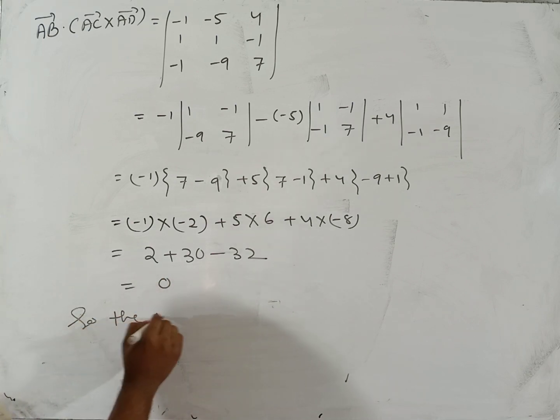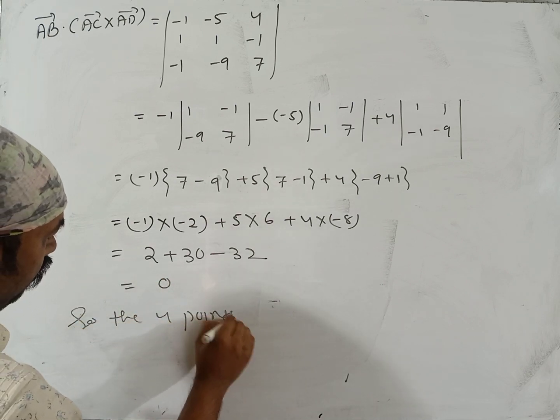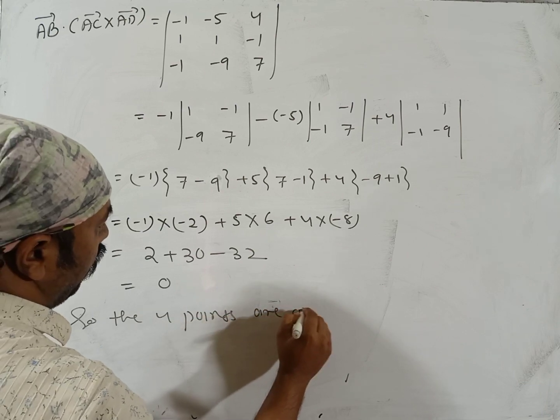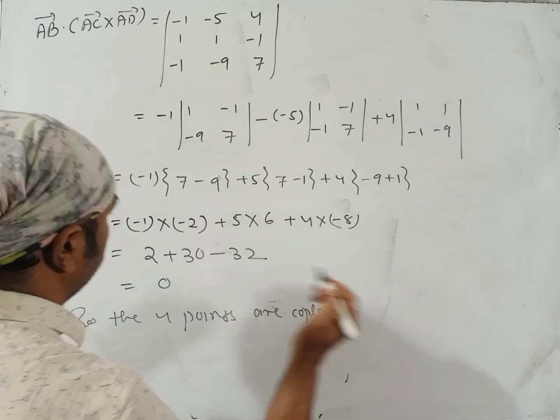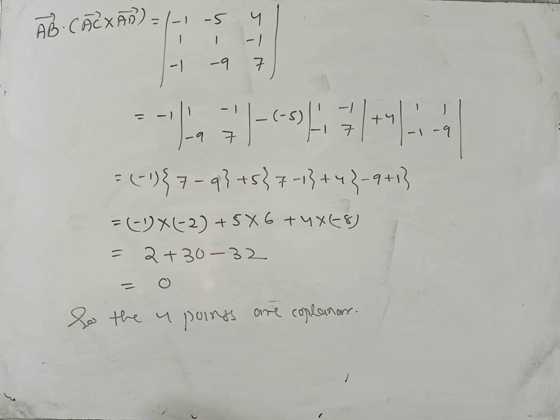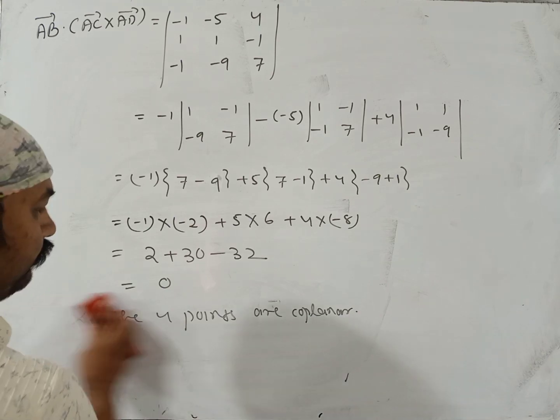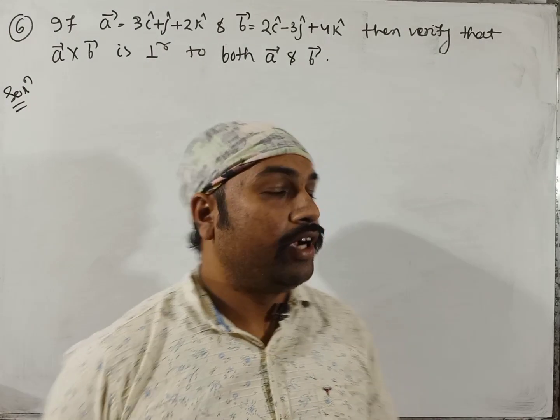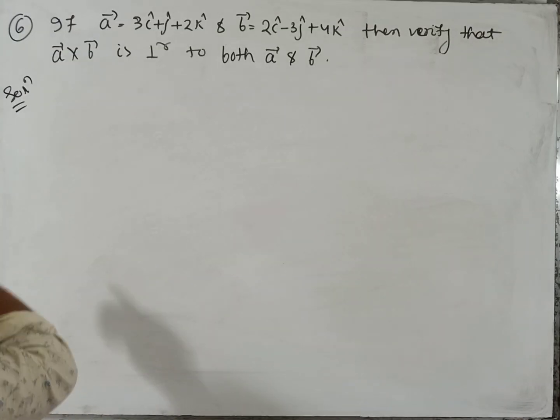So the 4 points are coplanar. Then let us go through the next question.